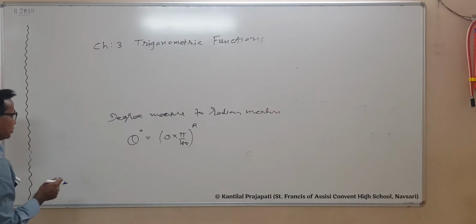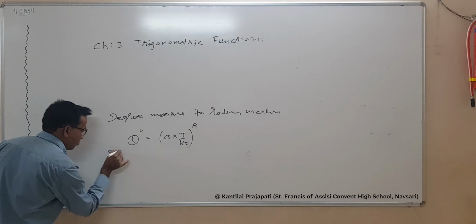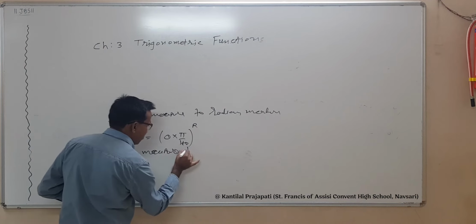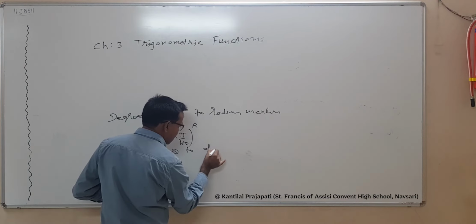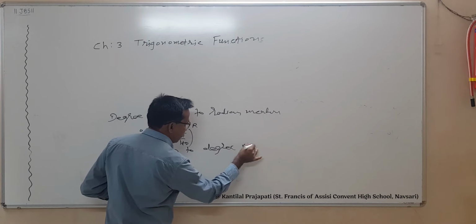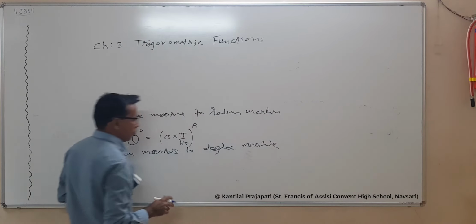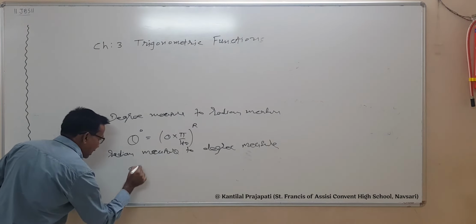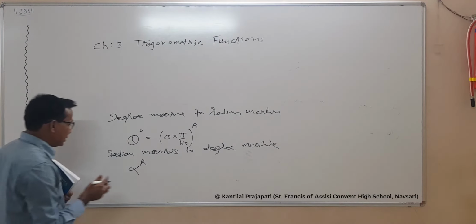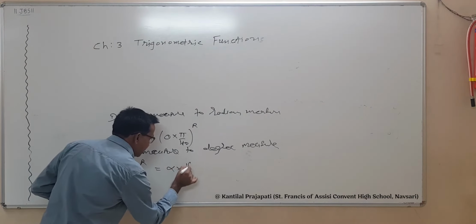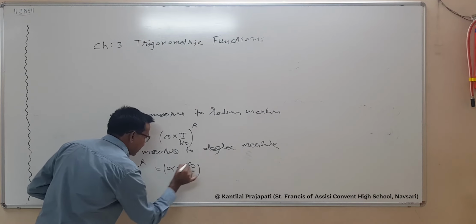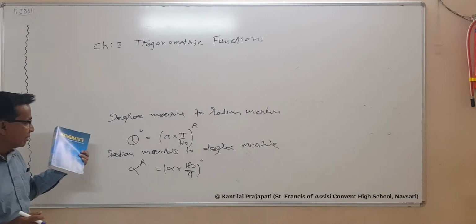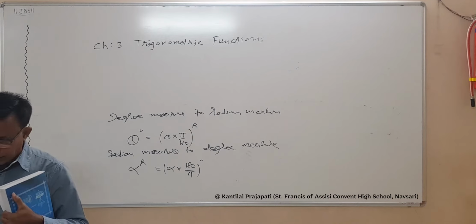Similarly, radian measure to degree measure. The formula: suppose the angle is given as alpha radians, then alpha is multiplied by 180 upon pi. So this is the formula to convert radian measure to degree measure and degree measure to radian measure here.